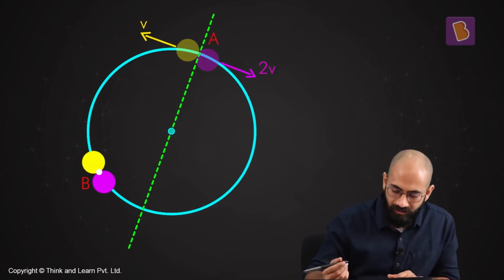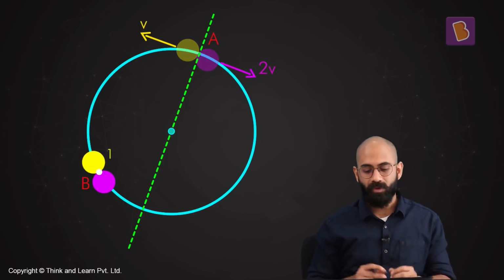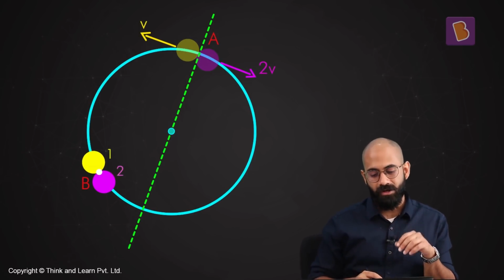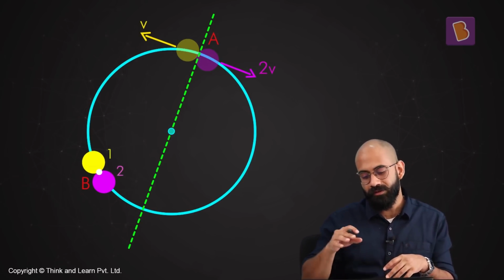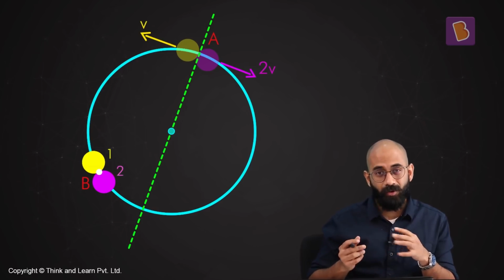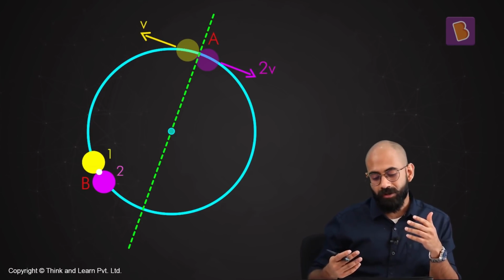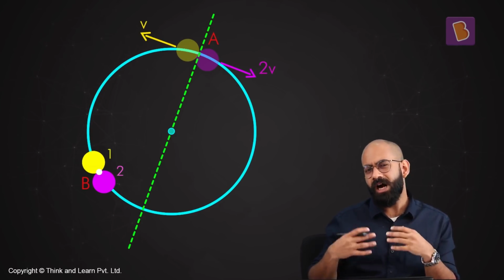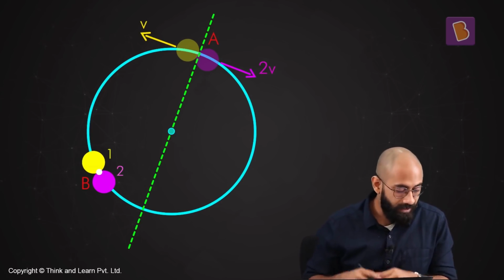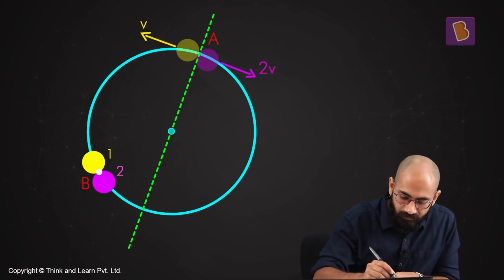Right? Let's call this 1 and 2. 1 and 2 come back and collide at this point. Why there? Because 2 will travel at a faster speed. Now, how will you figure out where this point will be? And we also need to figure out what their speeds will be after collision. Now, thankfully, we have enough information. We know that both of them have the same mass.